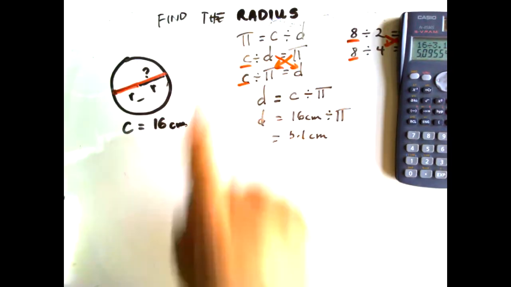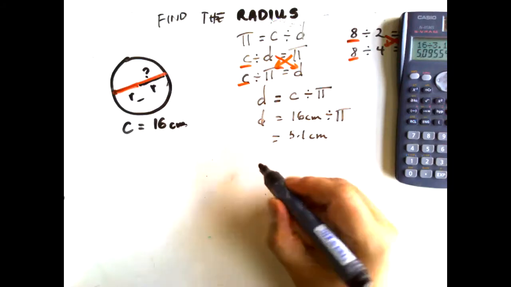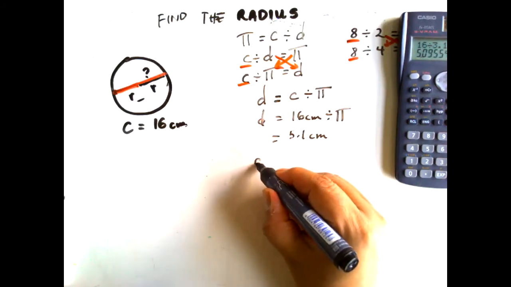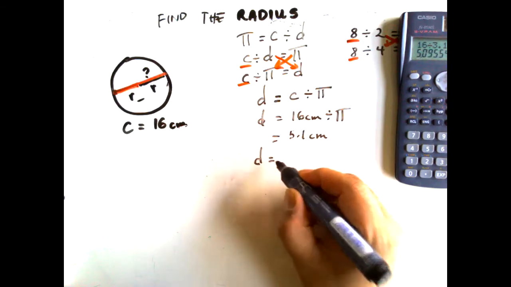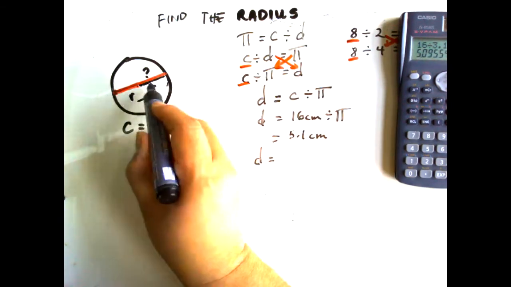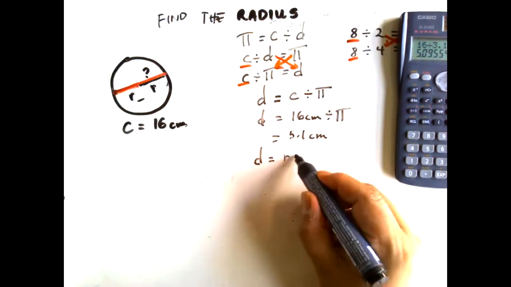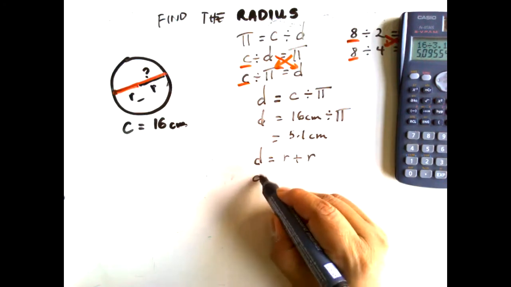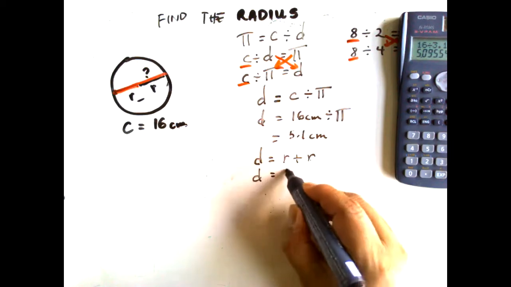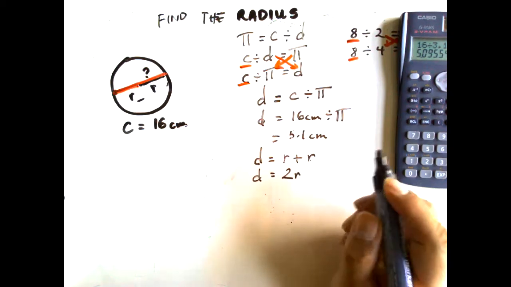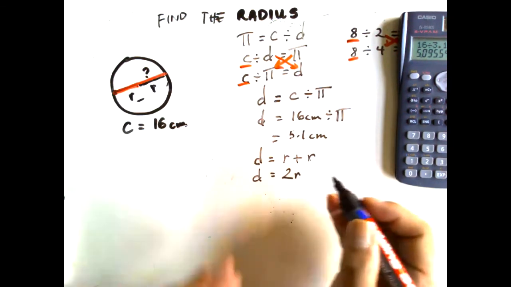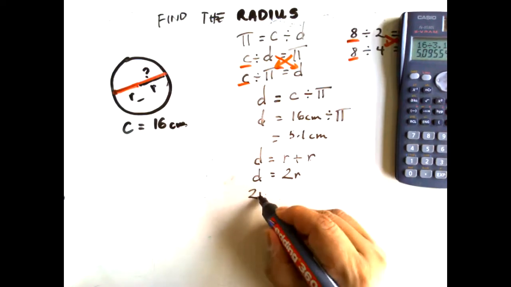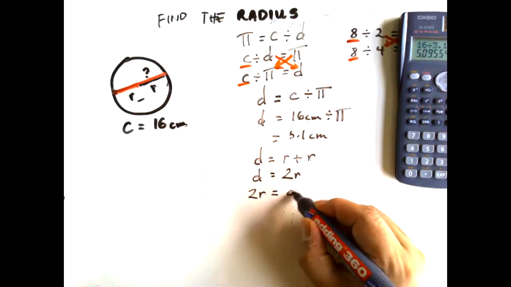Now we need to find the radius. See, the diameter is equal to 2 radius, right? It will be r plus r. So in a way, 2 radius makes 2r. That's basically how you do it. So we interchange them. 2r equals diameter.